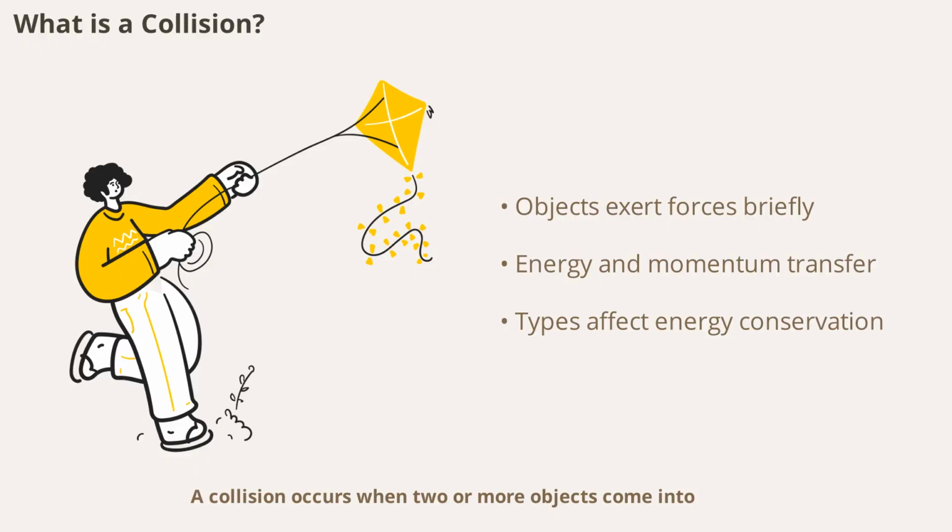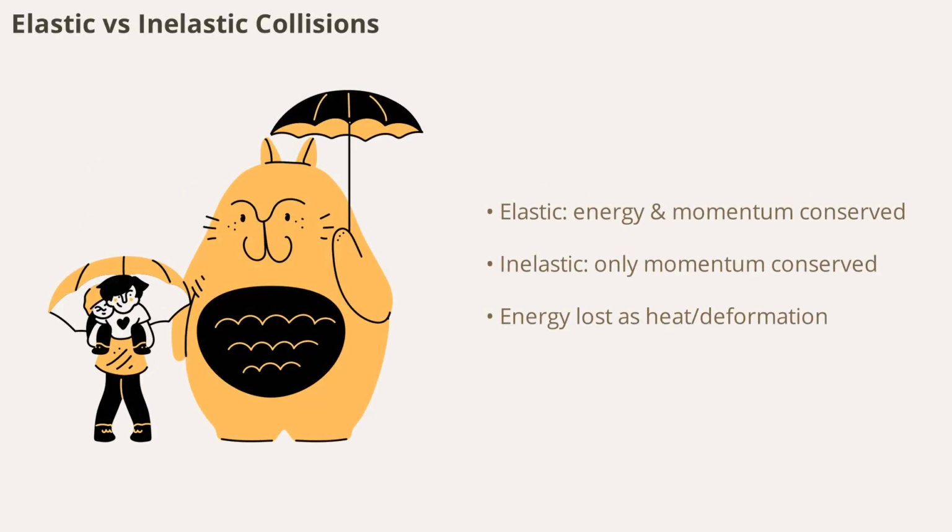A collision occurs when two or more objects come into contact and exert forces on each other for a short period. Collisions are everywhere, from car accidents to billiard balls striking each other. During a collision, energy and momentum are transferred between the objects, and the type of collision determines how much energy is conserved. Elastic collisions are those where both kinetic energy and momentum are conserved.